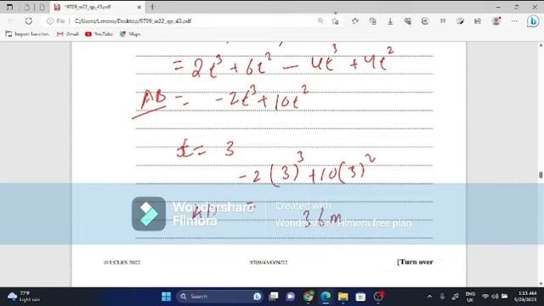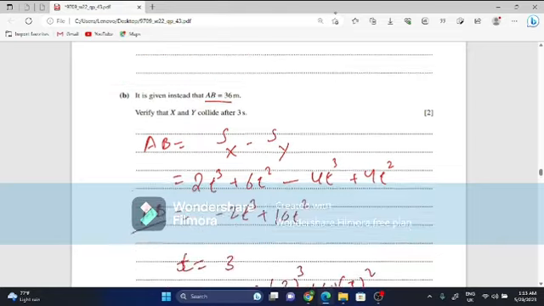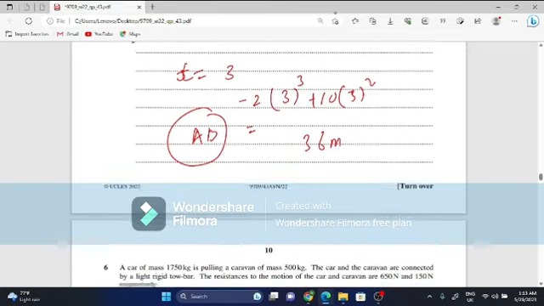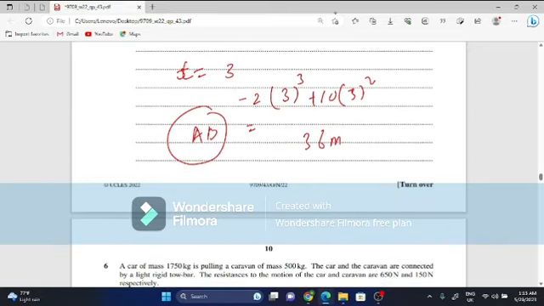So it's proof that whenever you choose time as 3 seconds, then for distance your answer should be 36 meters. So that's all about question number 5.